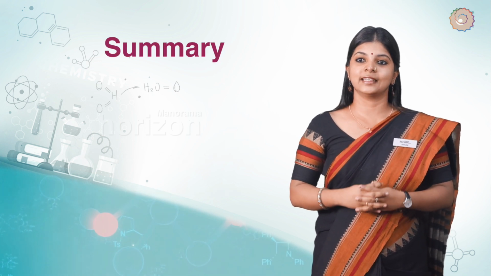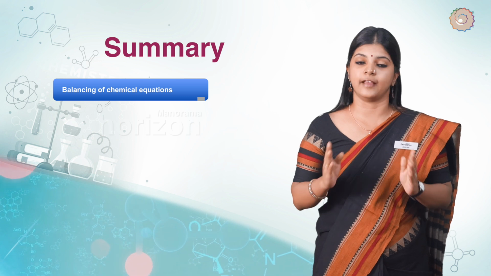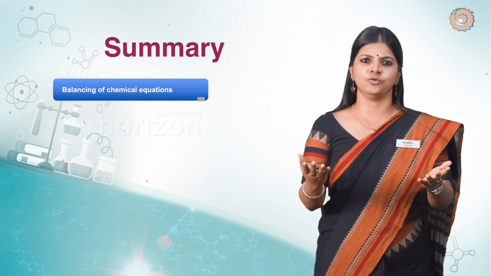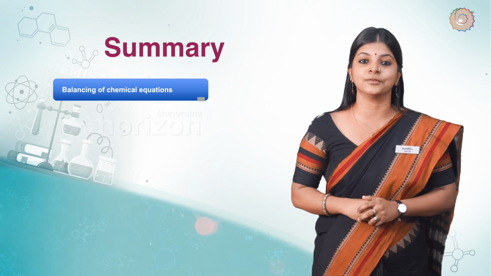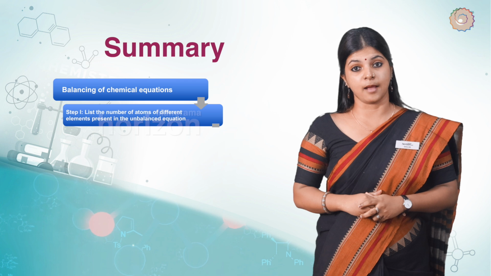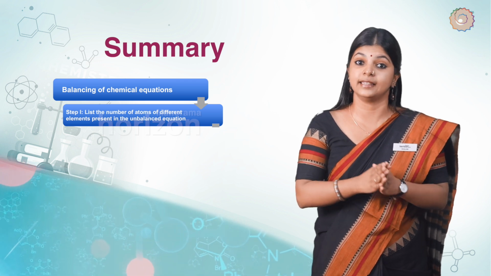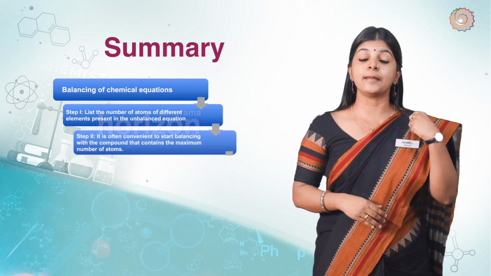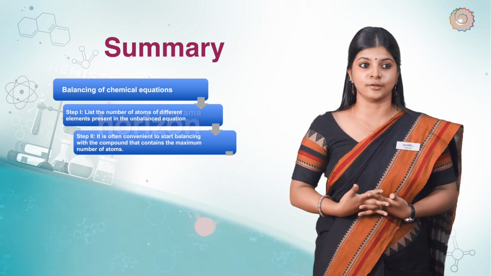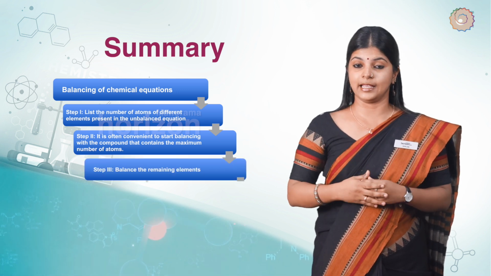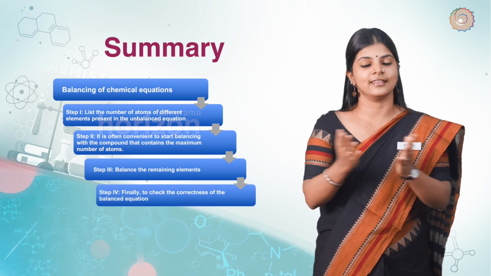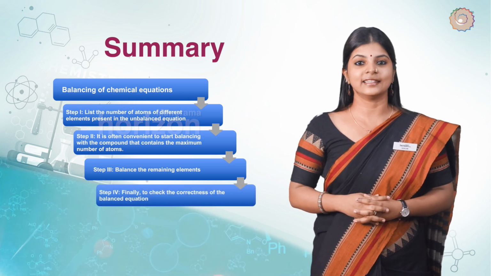Now to summarize, balancing of chemical equations is very important as per the law of conservation of mass. And you just have to follow the 4 simple steps to balance the chemical equation. Step number 1 is to list the number of atoms of different elements present in the unbalanced equation. Step number 2 is to balance the atom which contains the maximum number of atoms. Step number 3 is to balance the remaining atoms, and the final step is to check the correctness of the balanced equation.